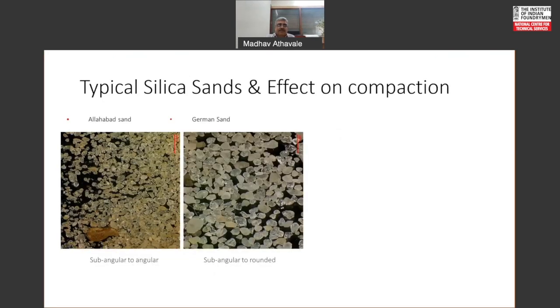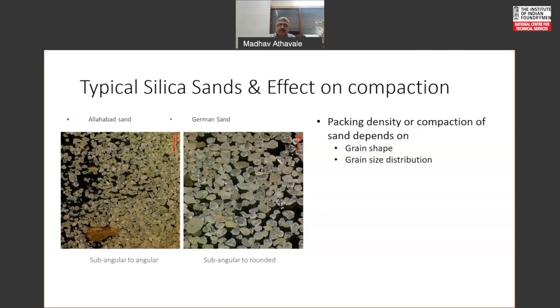Here are pictures of two sands and the effect on compaction. On the left-hand side, I have taken a picture of typically Allahabad sand, which is quite popular in the northern part of the country, subangular to angular. While I have taken a photograph of a typical German sand, which is subangular to rounded.